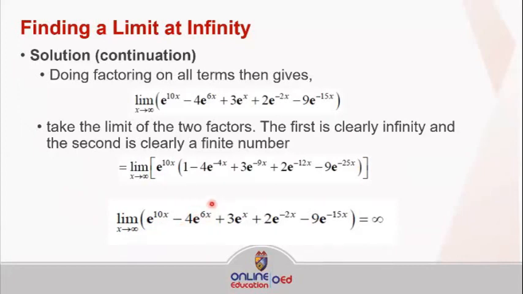Yung 6x na to is based lang dito sa e raised to 10x multiplied by the negative 4e raised to negative 4x. And then next natin, we have yung 3e raised to x. Ito is based lang sa e raised to 10x multiplied by the 3e raised to negative 9x and so on. So kapag kinuha natin siya, ang value natin is infinity. So same lang din po ito dun sa kaninang discussion natin, yung value ng e if we have yung exponent.